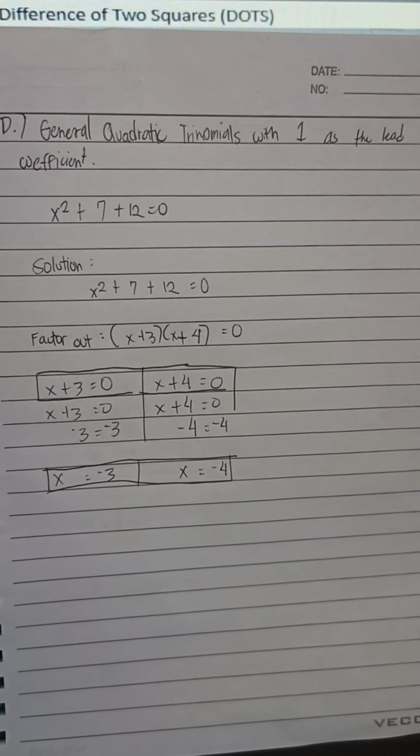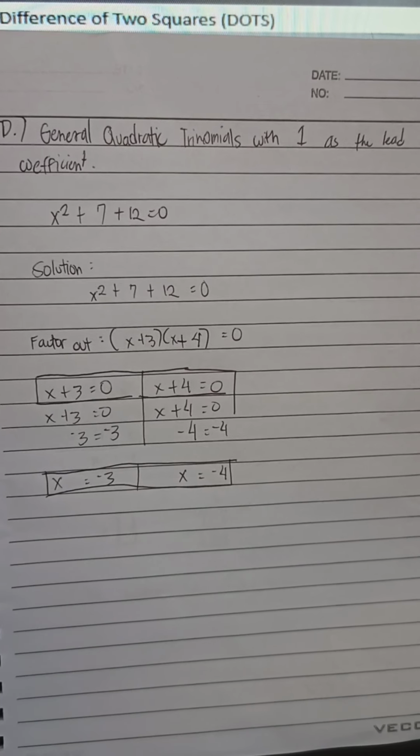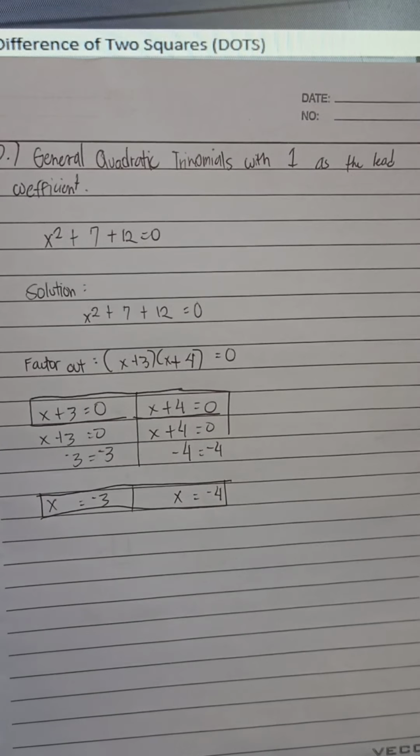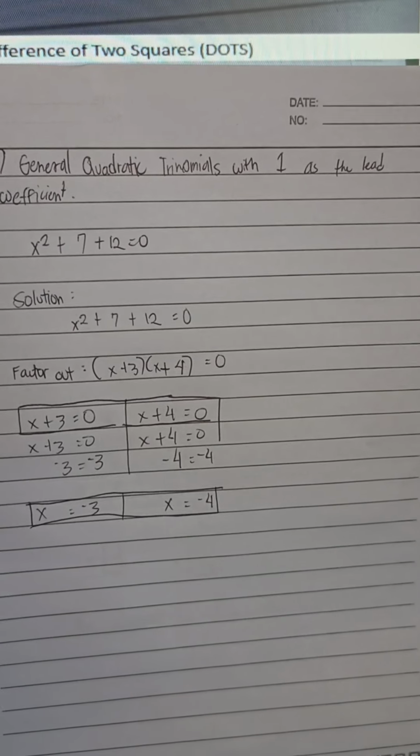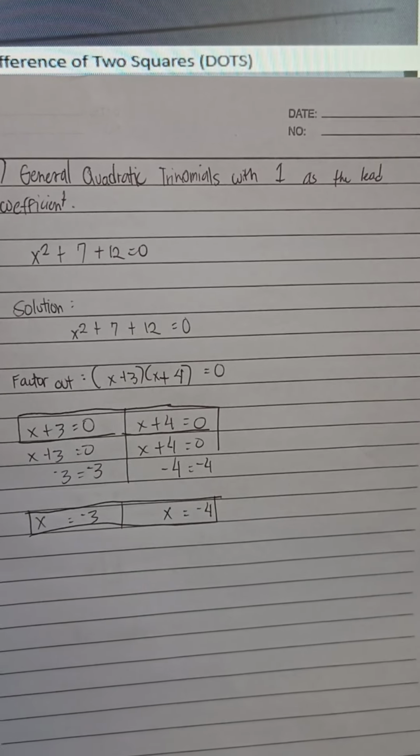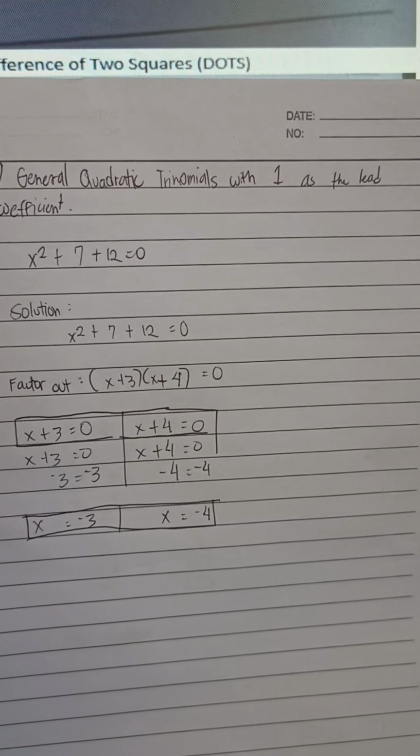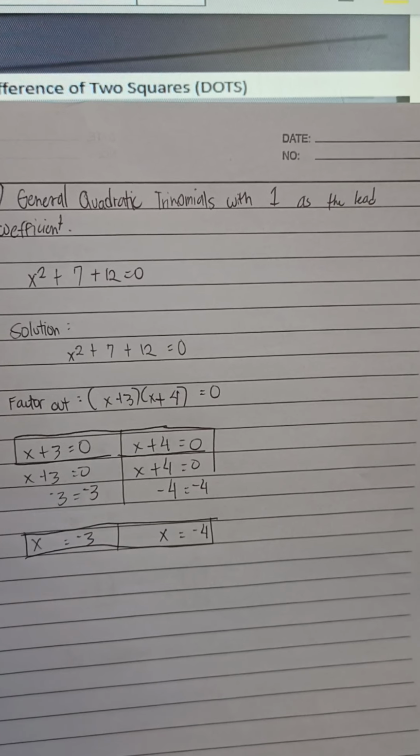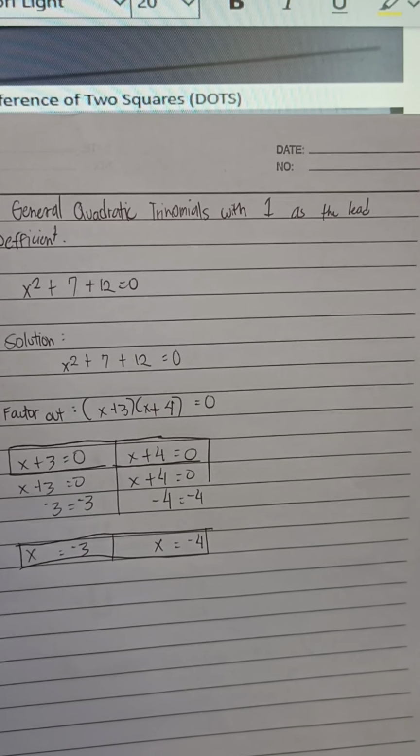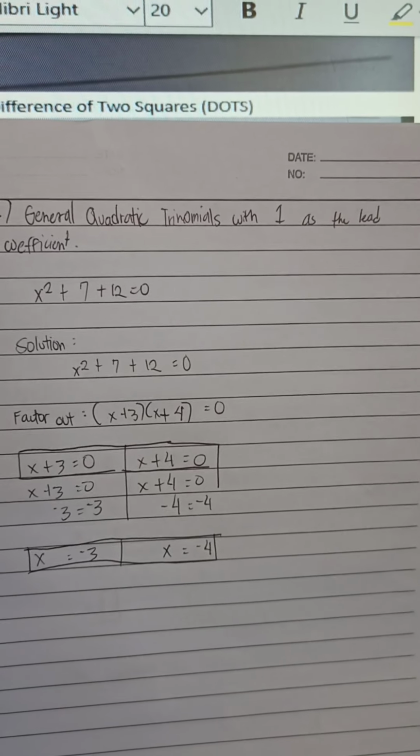The next one that we are going to discuss is general quadratic trinomials with 1 as the leading coefficient. We have here x squared plus 7x plus 12 equals 0. We will factor it out, and it will become x plus 3 and x plus 4 equals 0.